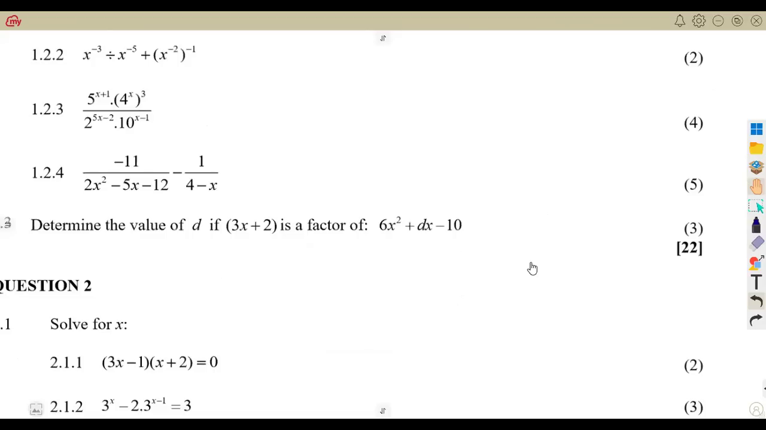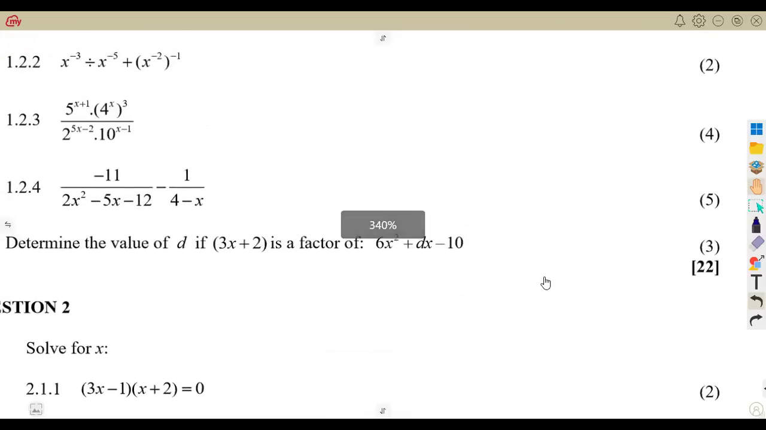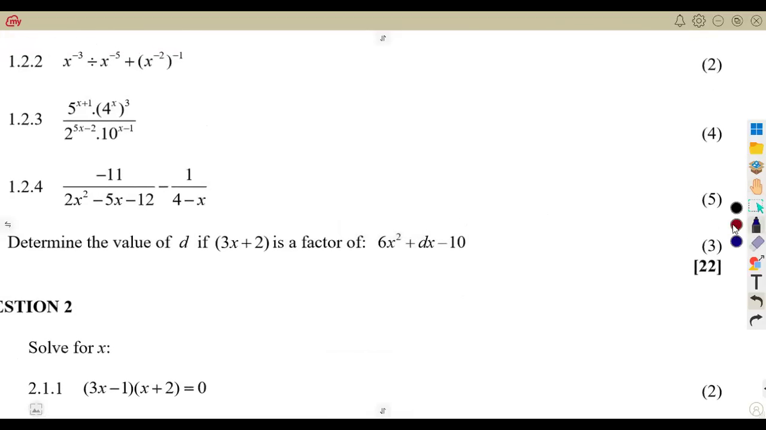Simplify question 1.22. That's another question that we're being asked to simplify. What is it that they want us to simplify here? We are given x to the exponent of minus 3 divided by x to the exponent of minus 5 plus x to the exponent of minus 2 raised to the exponent of minus 1.